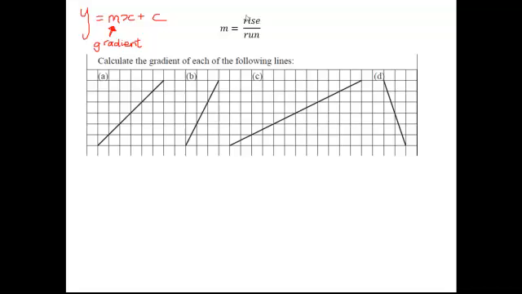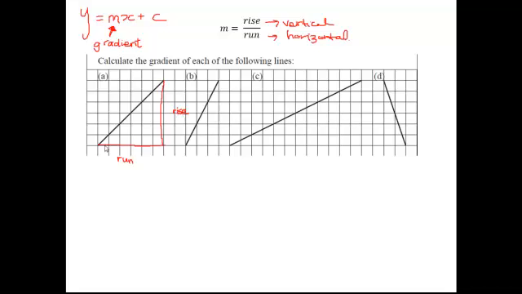And the gradient is calculated by the rise divided by the run. Okay, so the rise just means the vertical distance of the line, and the run is talking about the horizontal distance. So if we take a look at this first line here and we want to calculate the gradient, what we do is we draw a right angle triangle basically. Now this, the horizontal distance, is the run, okay? And then this is the rise.